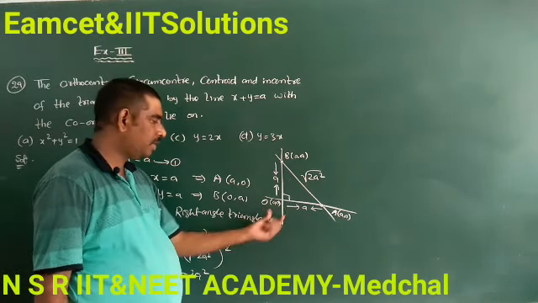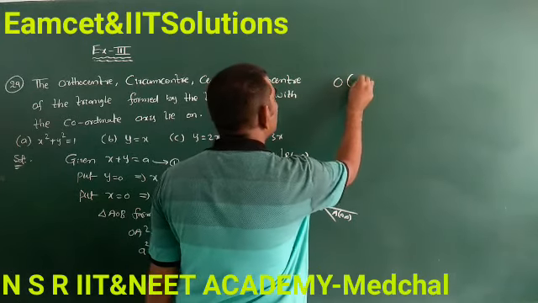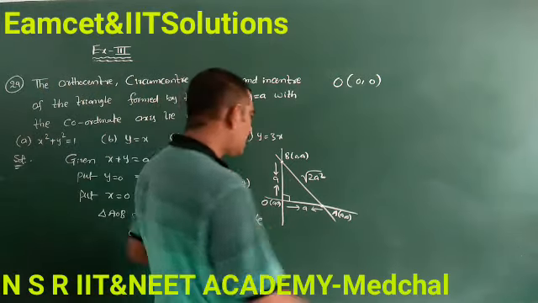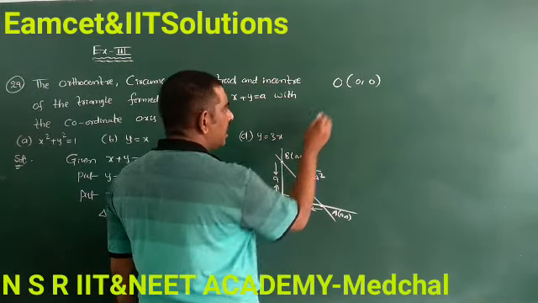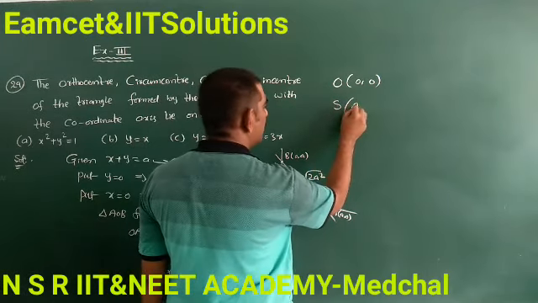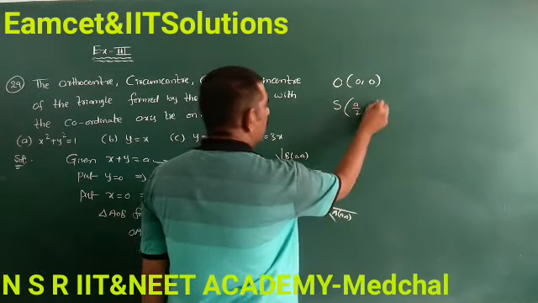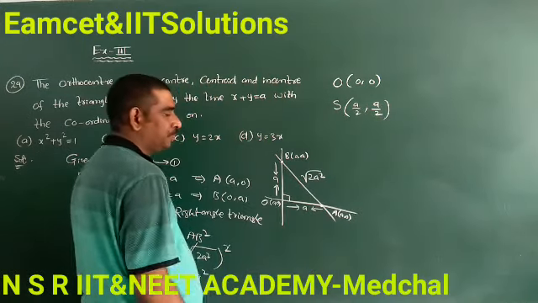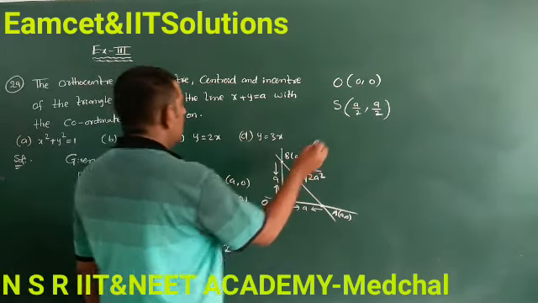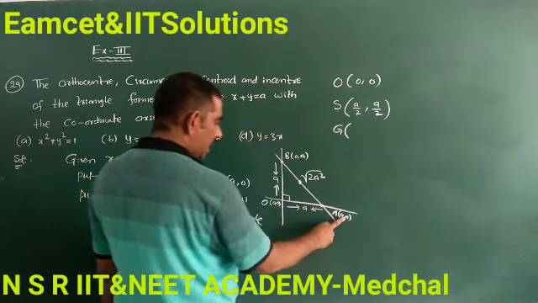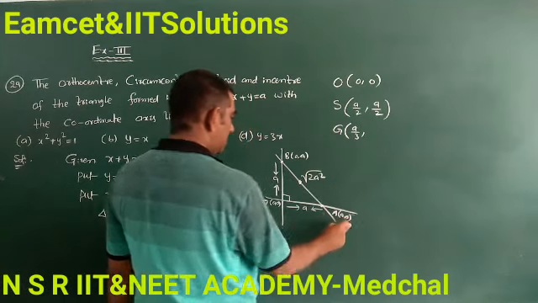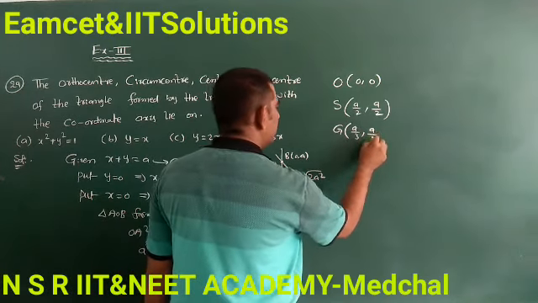first the orthocenter. In a right angle triangle, the orthocenter is at the right angle. So here the right angle value is (0, 0). So our orthocenter is (0, 0). Next, circumcenter is the midpoint of the hypotenuse. Here hypotenuse is AB. So circumcenter is the midpoint formula (0 plus a)/2, (a plus 0)/2. So the circumcenter becomes the midpoint of the hypotenuse, that is (a/2, a/2). Next centroid: (x1 plus x2 plus x3)/3 = (a plus 0 plus 0)/3 = a/3, and similarly (0 plus 0 plus a)/3 = a/3.